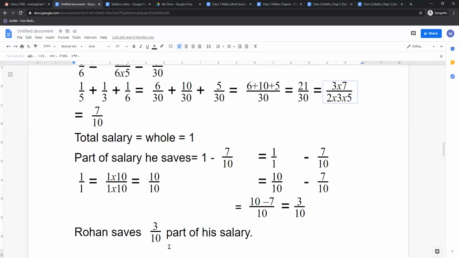So Rohan saves 3 upon 10 part of his salary. I think you understood the question.